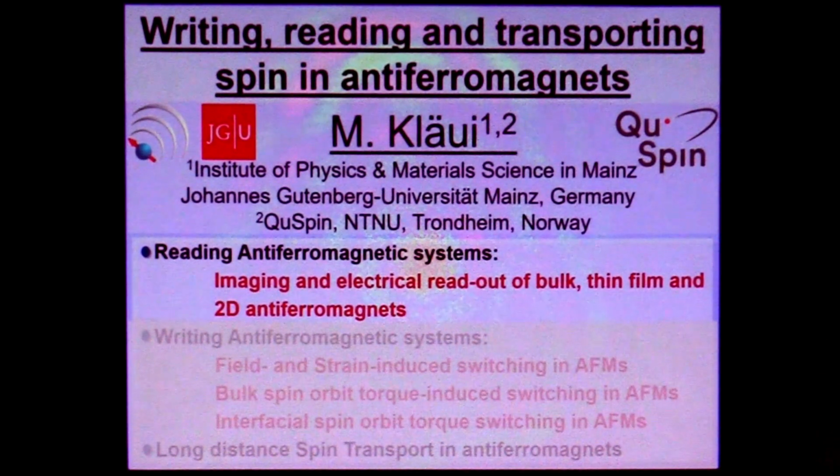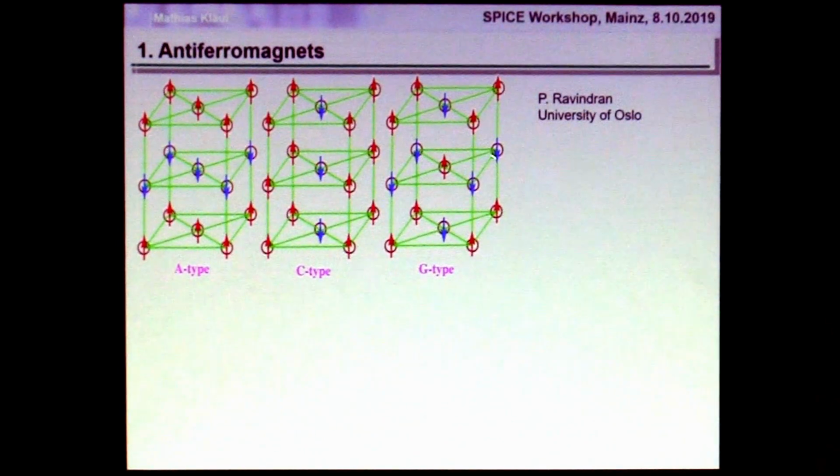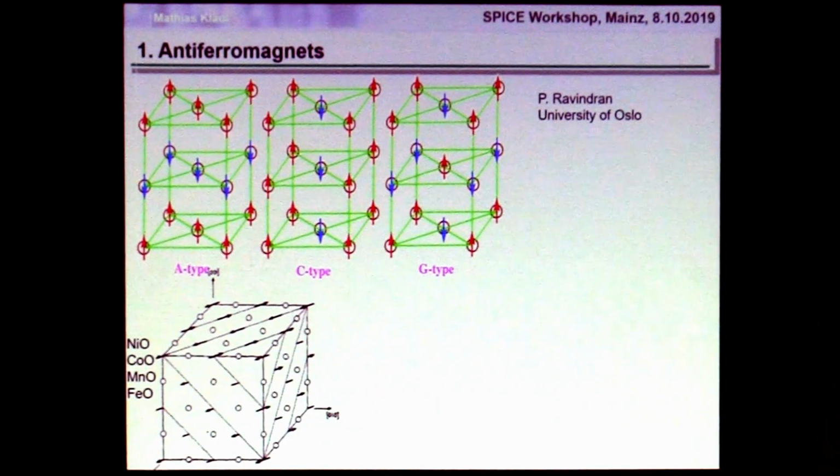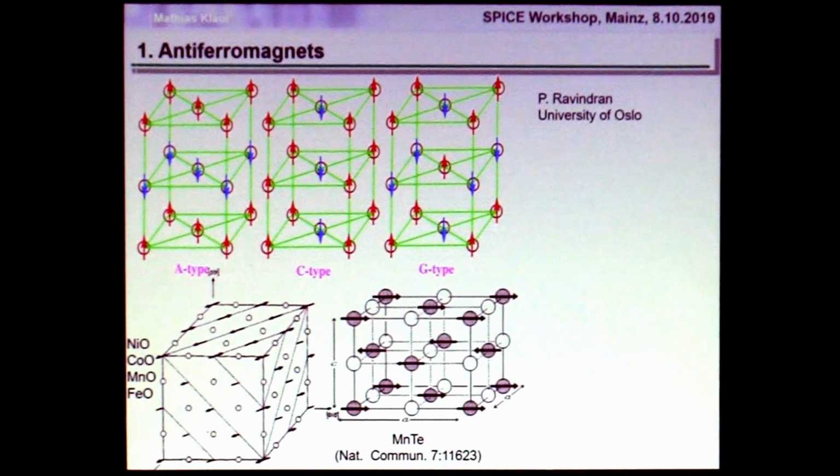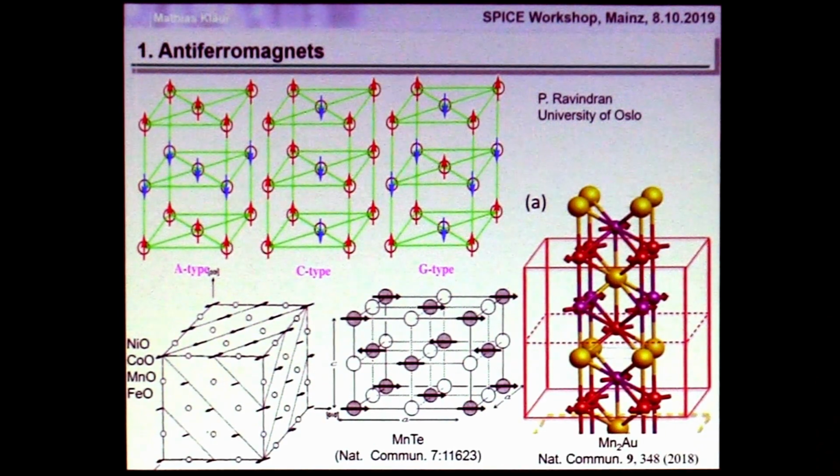Just one slide on the types of antiferromagnets we look at: collinear antiferromagnets. This is because I'm a humble experimentalist and it's very difficult to understand anything about non-collinear antiferromagnets. It's already tough enough to understand these guys, so that's what we are going to focus on. And in particular, these are the 3D metal oxides, nickel oxide, cobalt oxide, and so on, manganese telluride and manganese 2 gold. So these are the systems we look at.